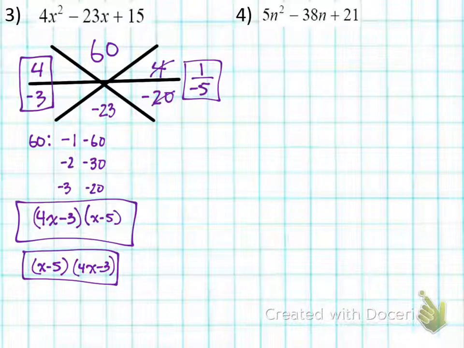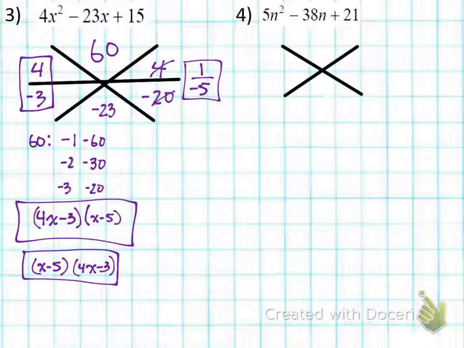Number 4. Let's write down number 4 in your notes. Okay. Is there a GCF? Turn to your neighbor. Tell him, is there a GCF? Yes or no? Is there a GCF, everyone? No, there is not. So we're going to just continue on.